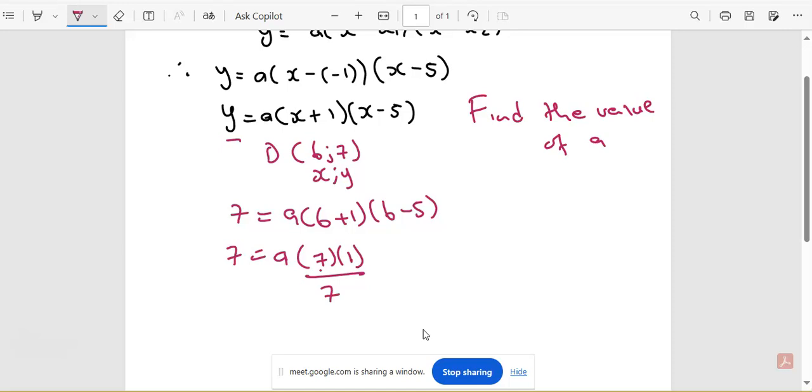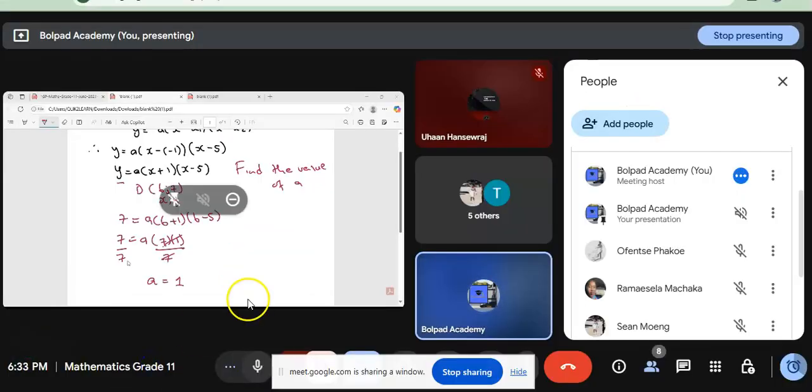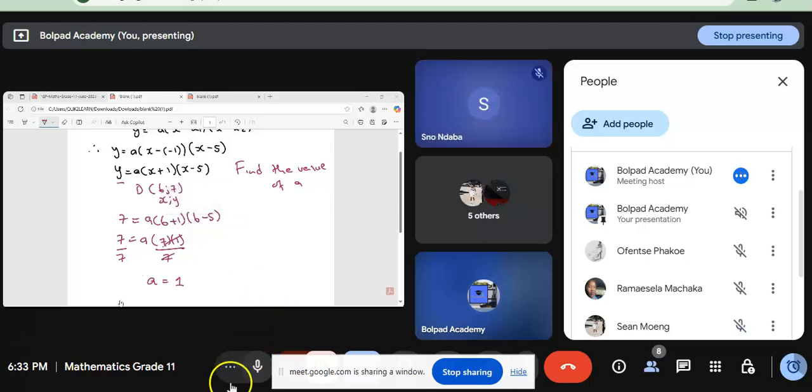Divide both sides by 7. Divide by 7, so this will cancel. We are left with a equals 1. Are you all with me on that? Do you understand, guys, how we got the value of a as 1? Do you all understand? Yes, sir. Okay, thank you very much.